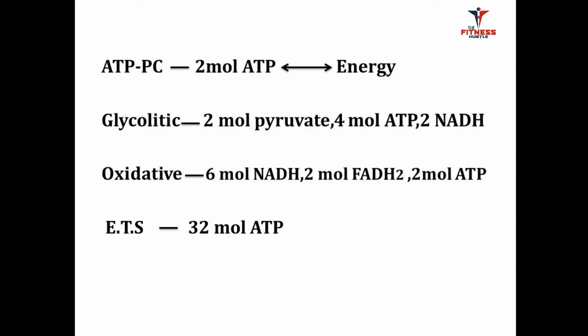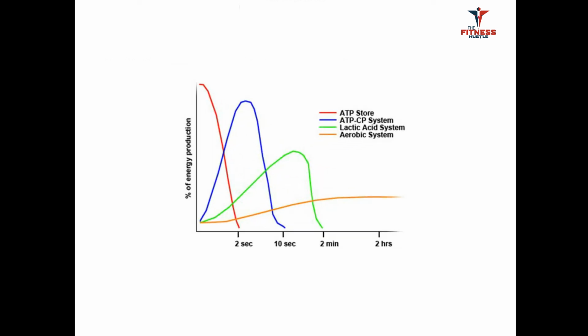The ATP-PC system produces 2 moles of ATP. The glycolytic system produces 2 moles pyruvate, 4 moles ATP and 2 NADH. The oxidative system produces 6 moles NADH, 2 moles FADH2 and 2 moles of ATP. The ETS system produces a total of 32 moles of ATP. The graphical representation of every system is given below.